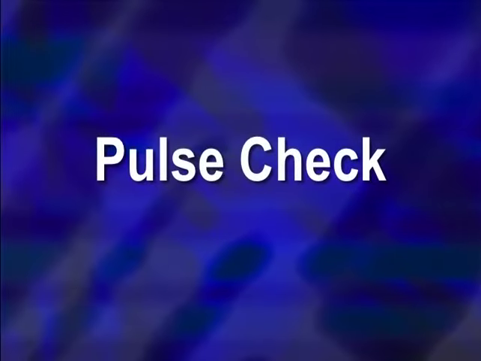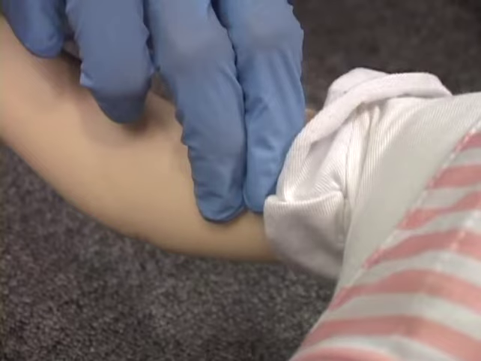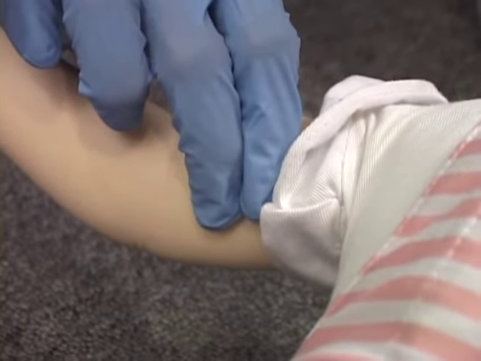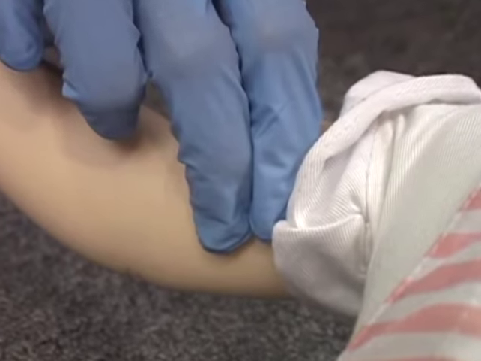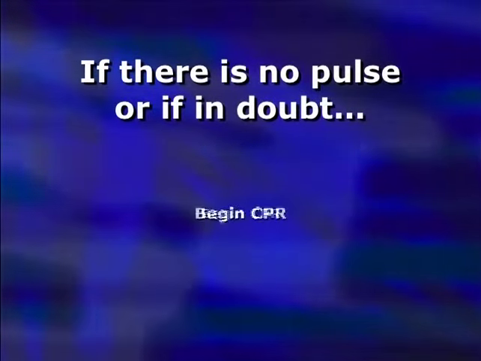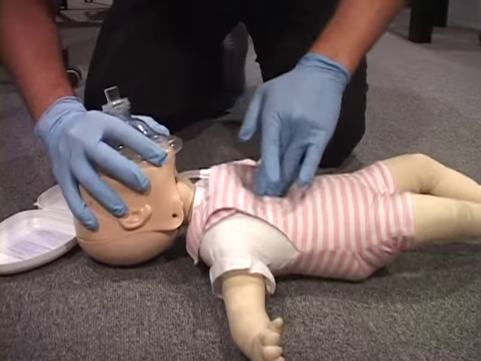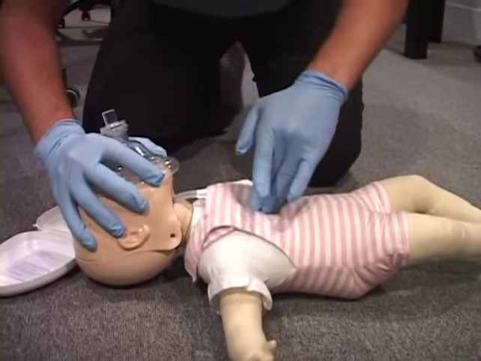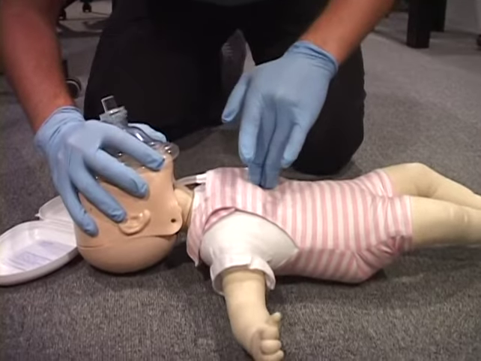Pulse check. To check the brachial pulse, place 2 fingers on the inside of the upper arm between the bicep and the tricep. Check for pulse for no more than 10 seconds. If there is no pulse, or if in doubt, begin CPR. Give 30 compressions just below the nipple line, 1.5 inches or at least 1/3 the depth of the chest.